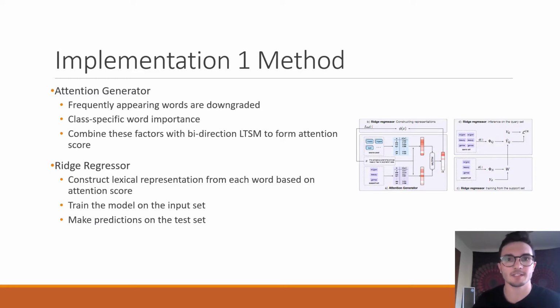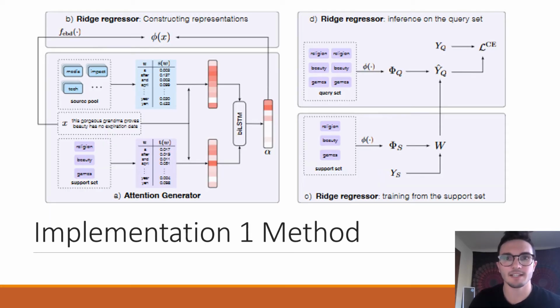This paper overcame this challenge by using two separate steps, an attention generator function and a ridge regressor. The attention generator creates an informative attention score that is used by the ridge regressor to construct a model to classify query input. Here's a block diagram of the execution.